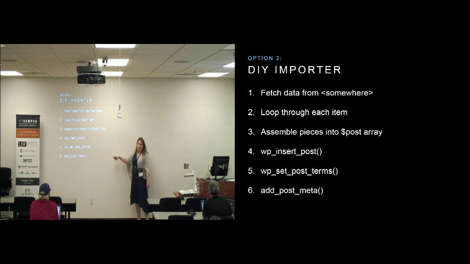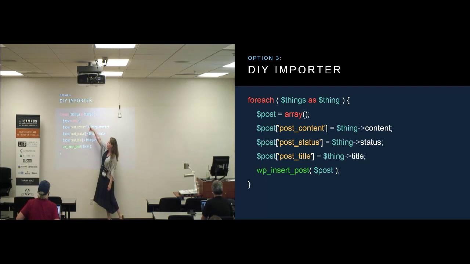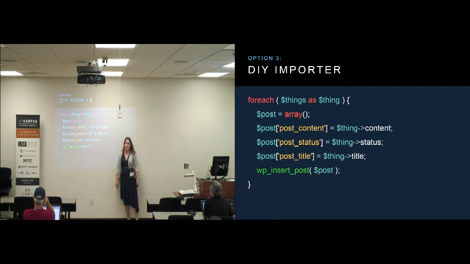It's the same steps for every importer. It's just that they do things differently depending on what data is coming in. So you can write your own with very, very simple steps. This is looping through each of the things that we have grabbed from someplace else. We're going to set up an empty post array, and we're going to assign whatever the content is to the post content field, the post status field, the post title field, and then insert our post. It's super simple.